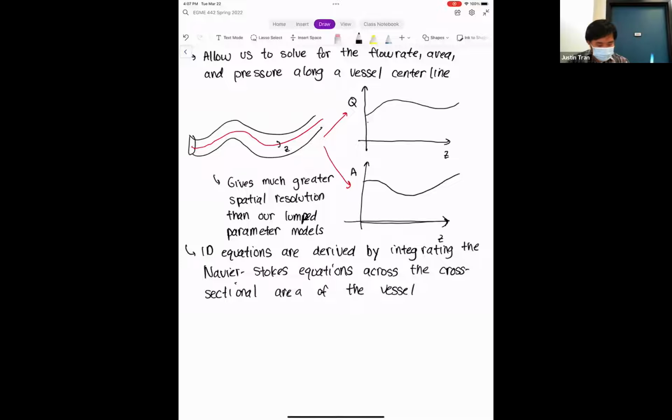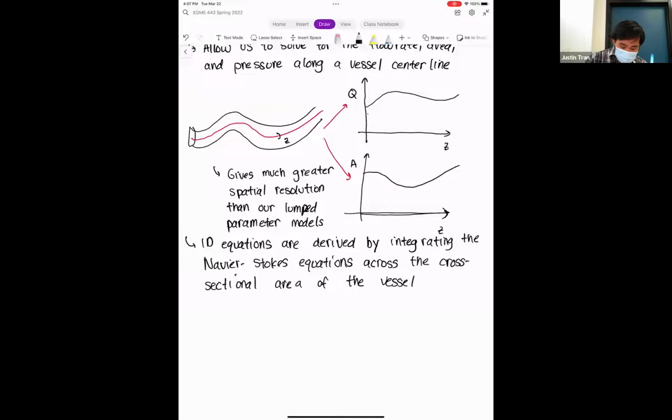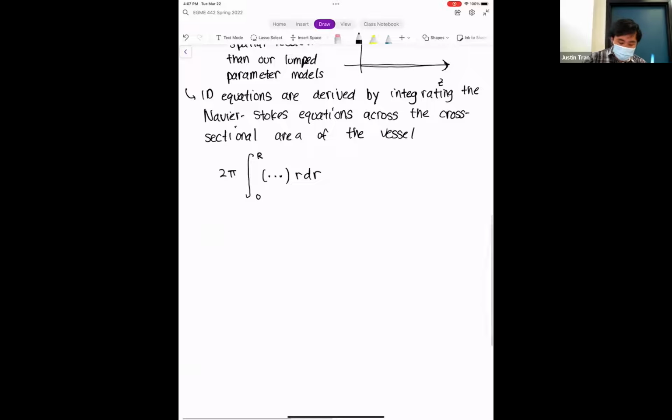Or in other words, we're going to take our equations and perform the following integral. We take 2 pi, we integrate from 0 to the outer radius of the vessel. And here we're going to have whatever term is in our equation, and we integrate it with respect to r dr. Right. And so we were in the middle of taking our Navier-Stokes equations and integrating them according to this criteria. But we did get done integrating the conservation of mass.